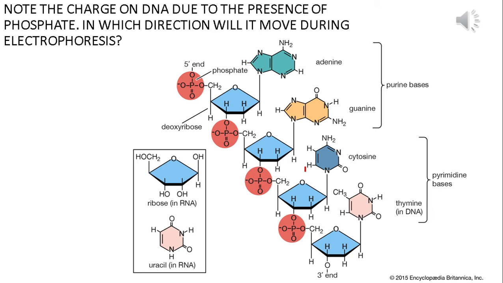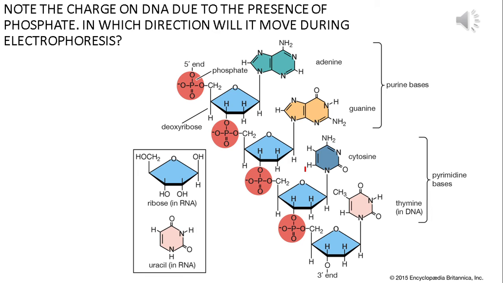Given here is the figure of a fragment of double-stranded DNA. Look at the picture in detail. You have studied it earlier. DNA has a charge. Look at the phosphate group. Each phosphate group has a negative charge. So in which direction will the DNA fragments move in an electrophoretic apparatus? Since the DNA is negatively charged, all of them move towards the positive electrode.